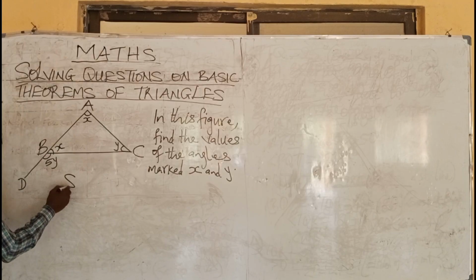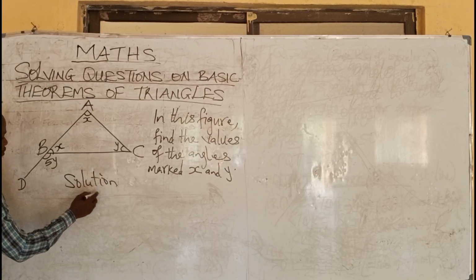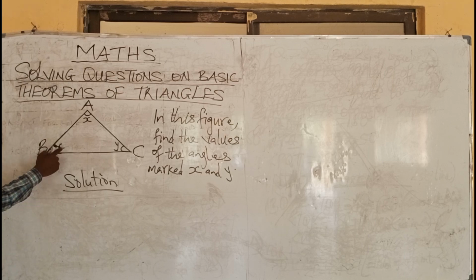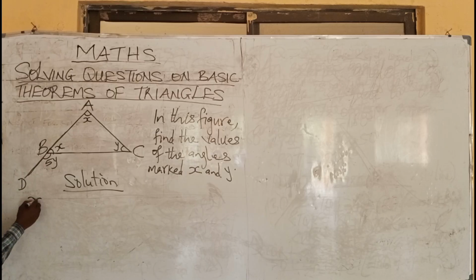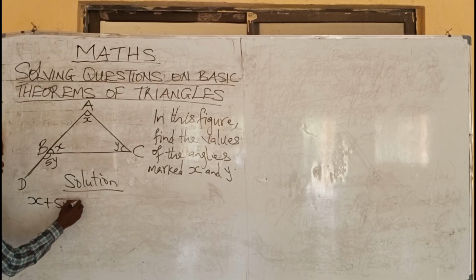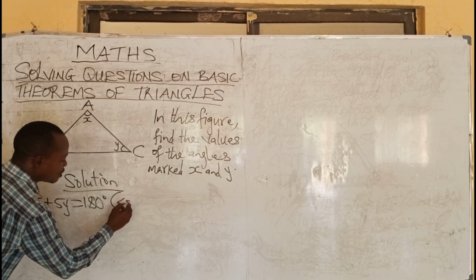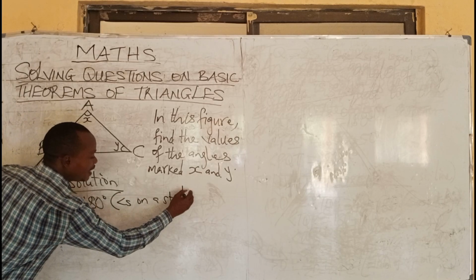Now to begin with, we look at the entire figure, and we see that this is a straight line. Now if this line is a straight line, we see another line dividing it into two parts. What that means is that this angle and this angle are angles on a straight line. And we know the theorem of angles on a straight line says that the sum is 180. That means x plus 5y is equal to 180 degrees, and the reason is angles on a straight line.